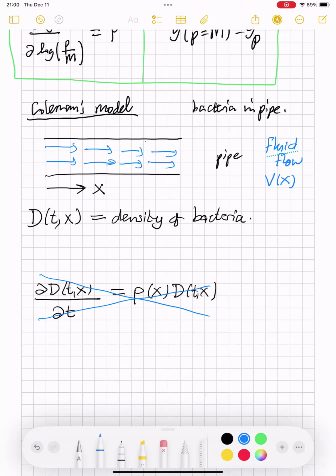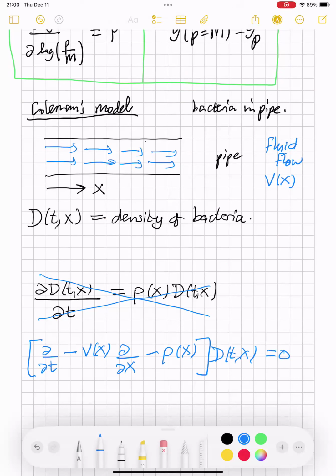When we have the fluid flow, the correct equation is d/dt. So we've still got the rate of change, but now we've got minus v of x d/dx. I think this is called the convective derivative, something like that. It's a pretty standard thing in fluid dynamics. Then there's the minus rho of x acting on d of t comma x, is equal to 0. And that's all that's changed. All that has changed is this term proportional to v.